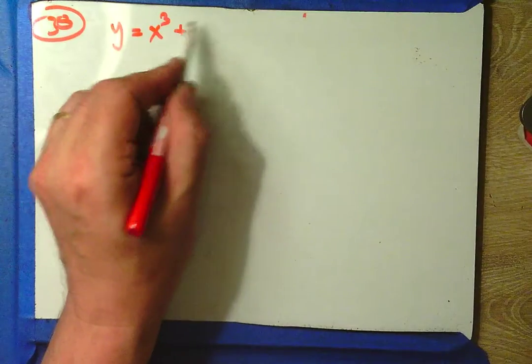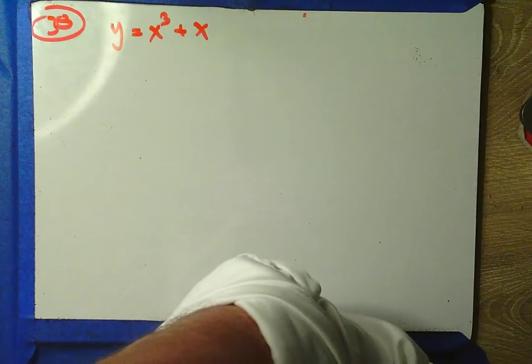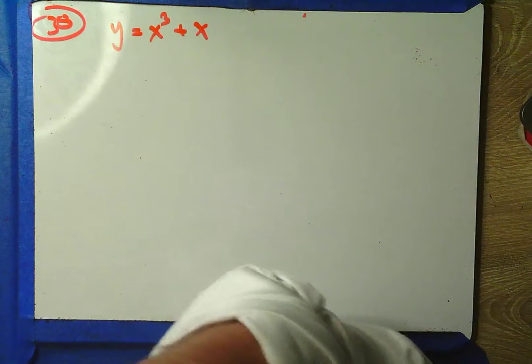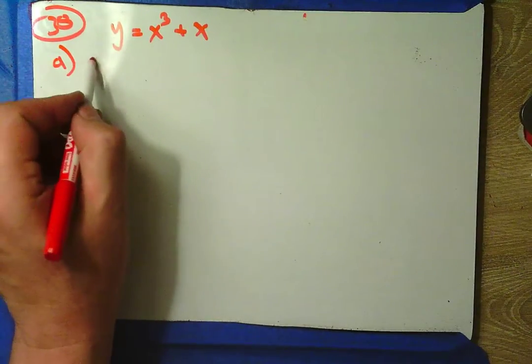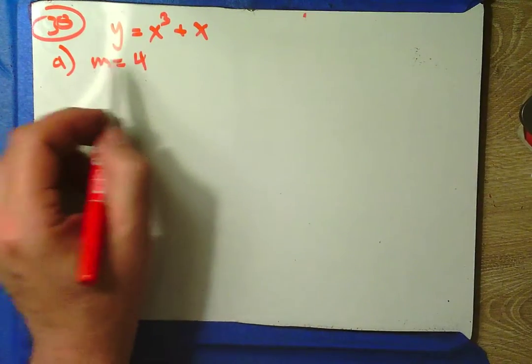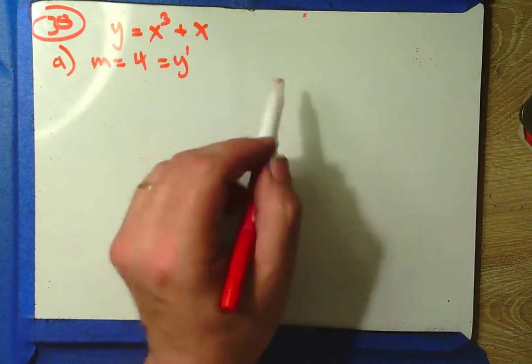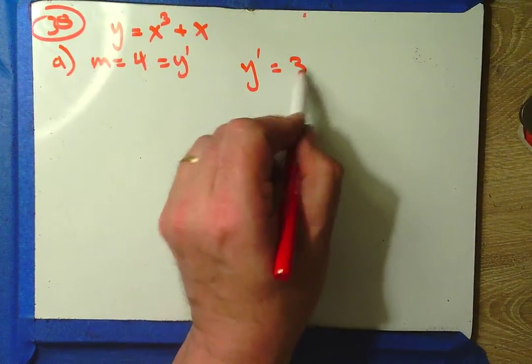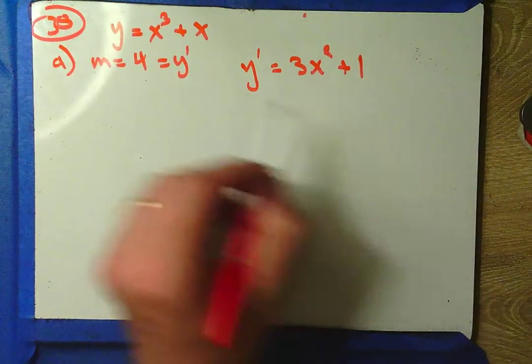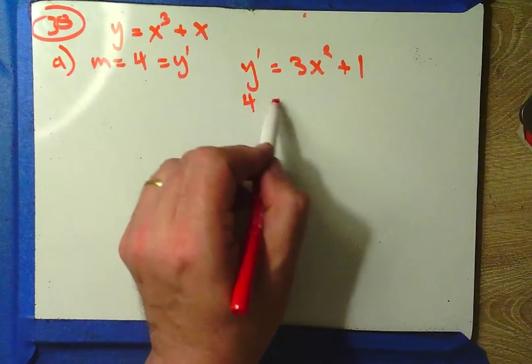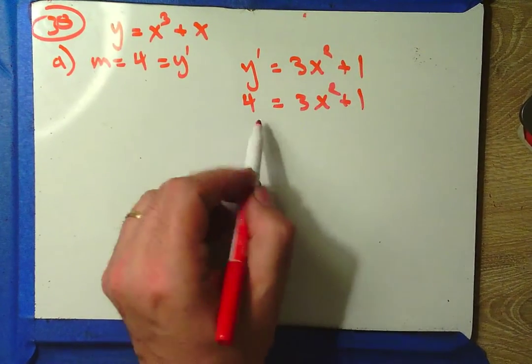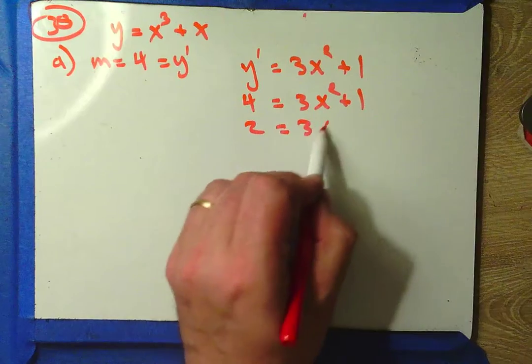38. Let's take a look at 38. 38 says find the tangents to the curve y equals x to the third plus x. Find the tangents to the curve at the points where the slope is 4. So part A, we want to know where slope equals 4. Well, that's the same as saying when does y prime equal 4? I guess I need to find y prime first. Y prime is going to be 3x squared plus 1. And I want to know when y prime equals 4. So 4 equals 3x squared plus 1. Subtract 1 from both sides.